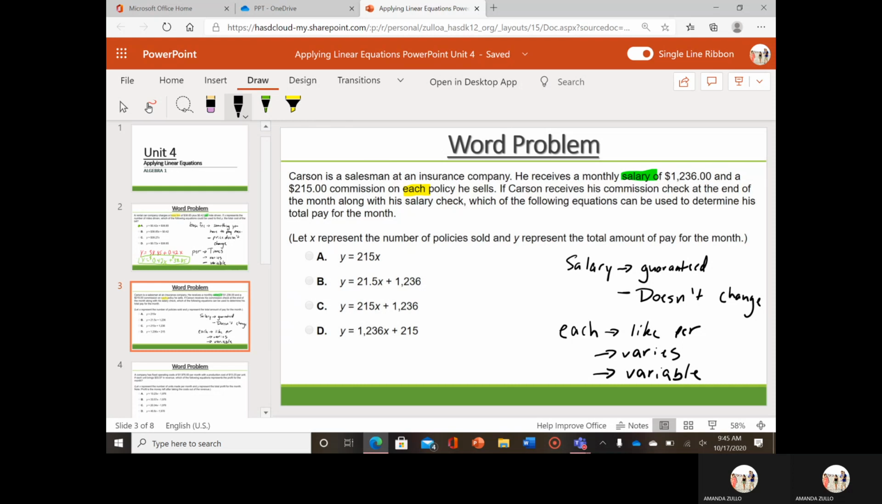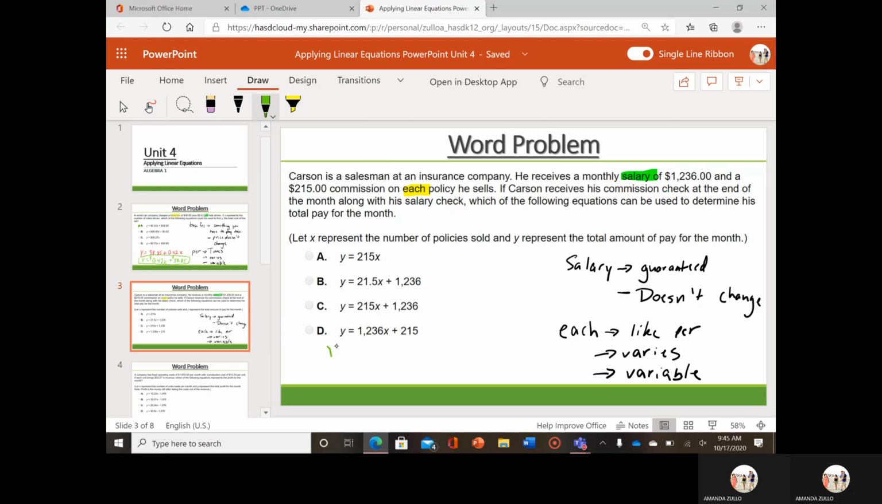Okay. At the end of the month, he knows he's walking away with $1,236. That's not going to change. What does change is the amount of commission that he earns. Okay. So that depends on the amount of policies. So again, I'm going to set this up.